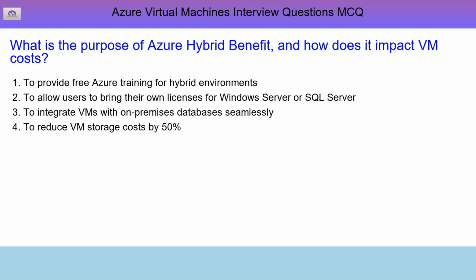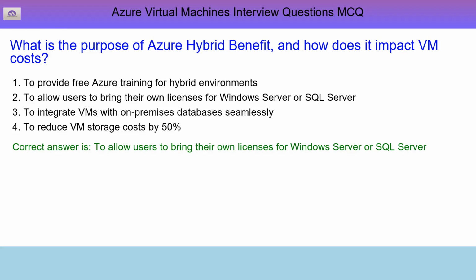Here are your options. 1. To provide free Azure training for hybrid environments. 2. To allow users to bring their own licenses for Windows Server or SQL Server. 3. To integrate VMs with on-premises databases seamlessly. 4. To reduce VM storage costs by 50%. The correct answer is to allow users to bring their own licenses for Windows Server or SQL Server.